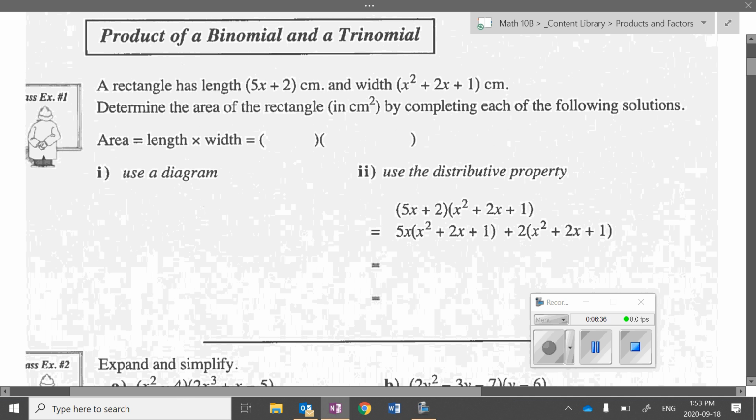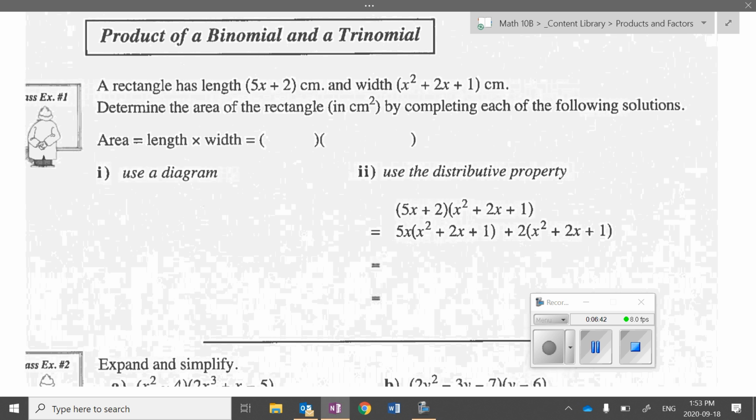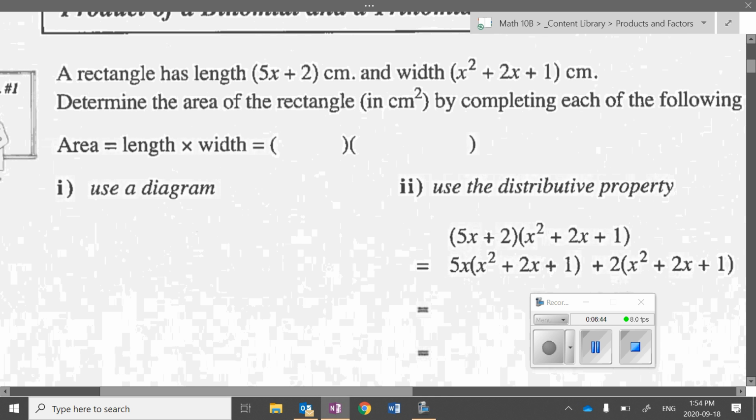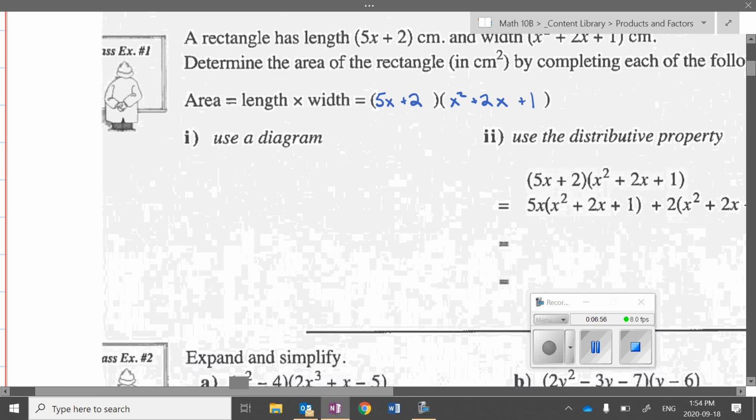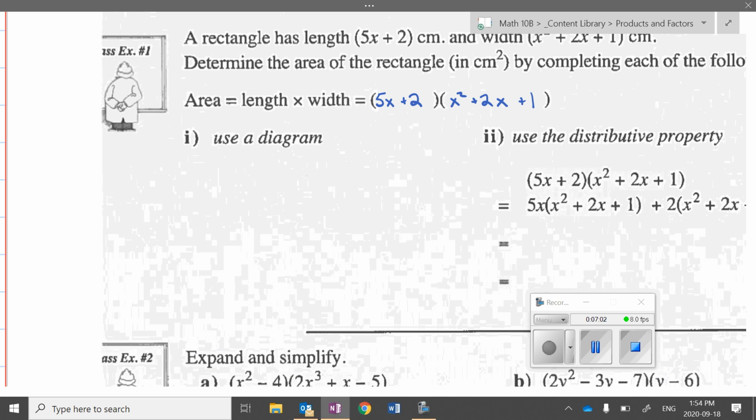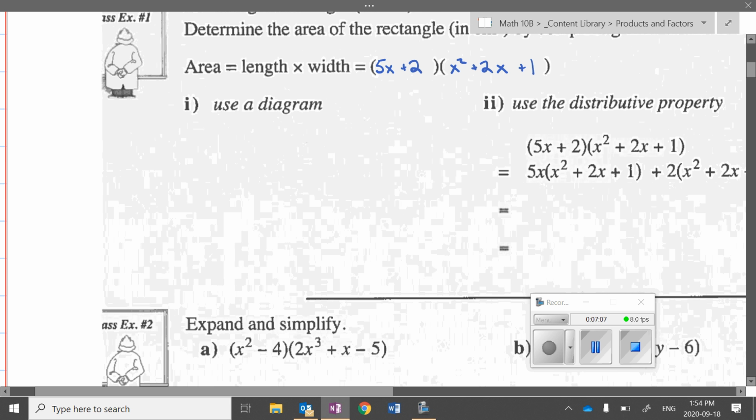So their first example says a rectangle has a length of 5x plus 2 and a width of x squared plus 2x plus 1. So on this one, let's just fill it in. So length, I'm going to just rewrite. So they want us to solve this one 2 different ways. I'm going to use the area diagram. I'm not going to go through the distributive property method because I'll just do that later on, okay, just to save it. So I like the area diagram, especially on questions like this, because these ones can get quite messy.